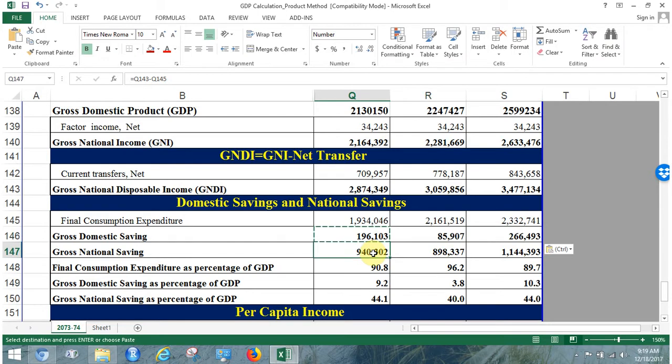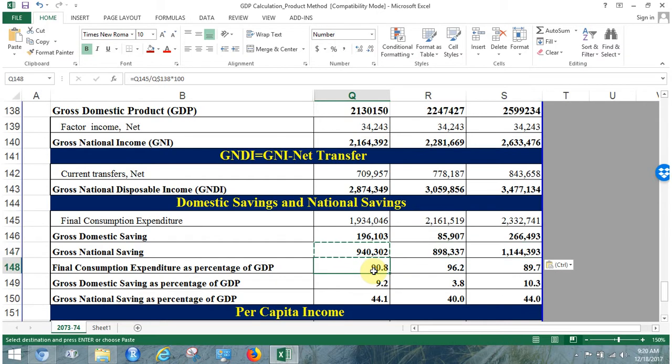Now next comes the gross national saving. The gross national saving is the difference between gross national disposable income and final consumption expenditure, which is 940 billion rupees. So we can use this formula for all the 3 years. So the gross national saving is quite higher than the gross domestic saving, just because of the large current transfer in case of Nepal, due to remittances and pensions from abroad.